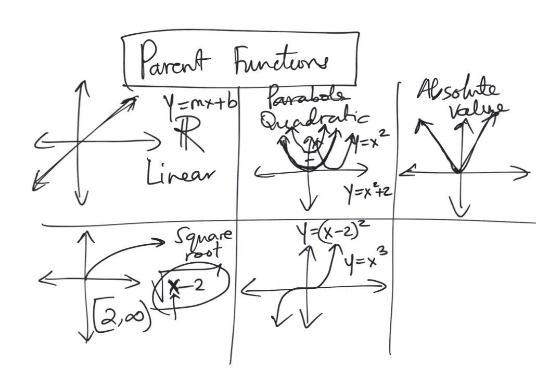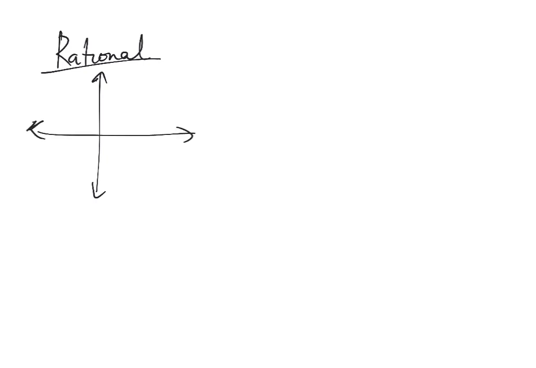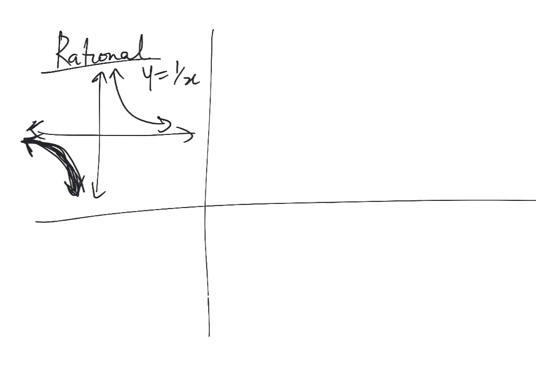The other ones I'll just mention briefly, and I'll sketch them too. We have rational functions, where you have asymptotes involved. That's y is equal to 1 over x, and you have something like this. Sorry, it's curved. You could sketch this on Desmos calculator or something else. So we have the rational functions.